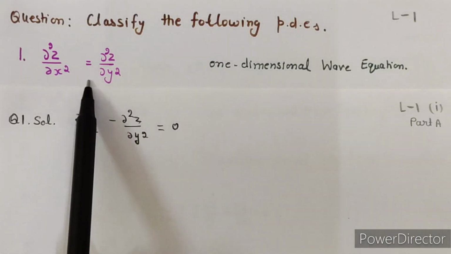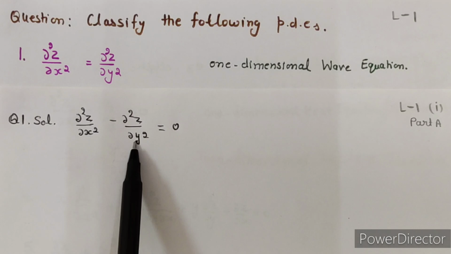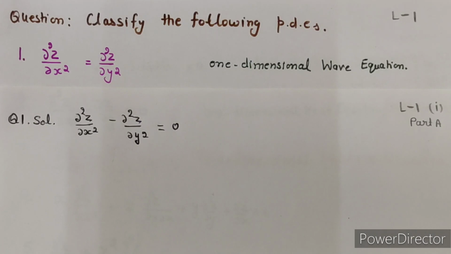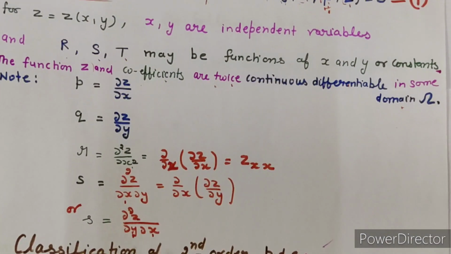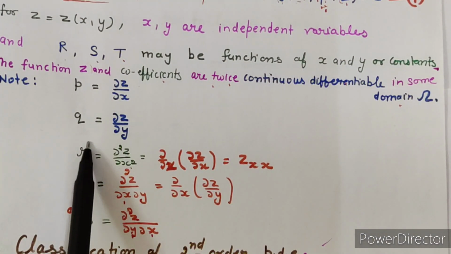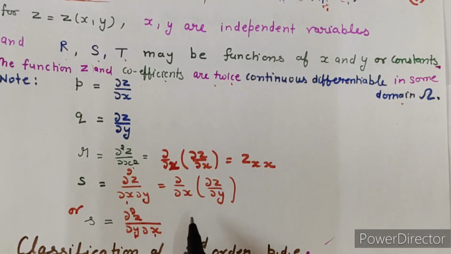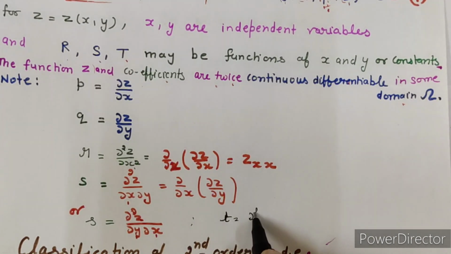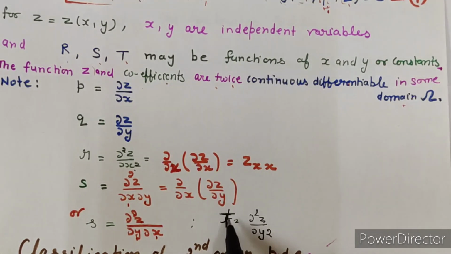I can write equation 1 in this way. I am taking this on the left hand side, so it becomes this one. Now the partial derivative of z with respect to x twice is your r. I told here ∂²z/∂x² is r, and ∂²z/∂y² is this. So this value is capital T and small t.